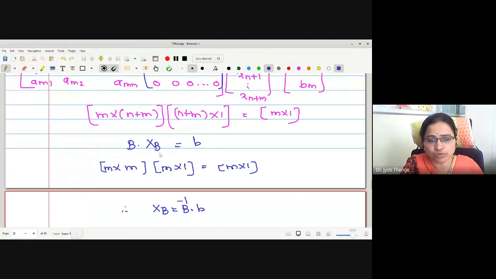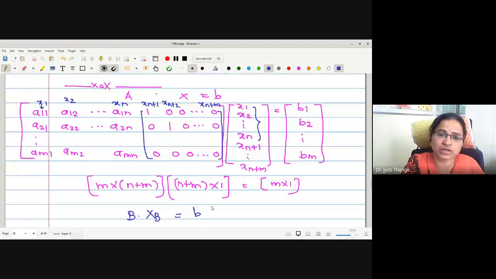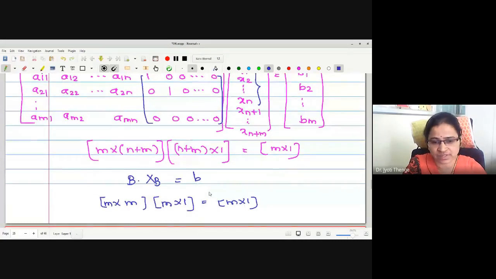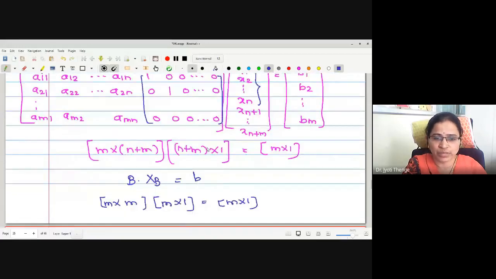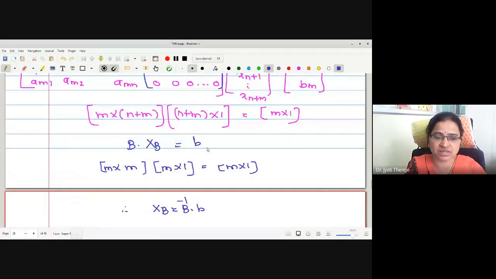Therefore, in order to find this basic feasible solution, one has to find the inverse of B. And when is the inverse of B going to exist? Only if this matrix B is non-singular, that is, the determinant of this matrix is non-zero. That's where the condition is added in the basic solutions. Correct? Therefore, BXB is equal to b, out of AX is equal to b. What does XB represent? XB represents the basic solution.